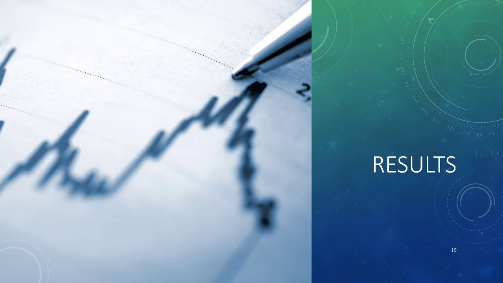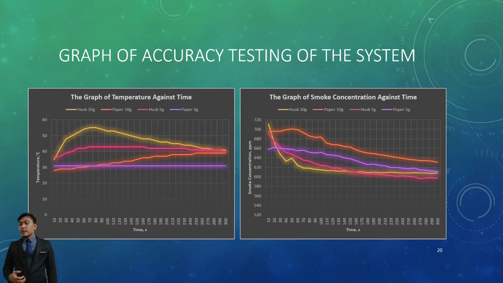Now, for the result. The result of this project is represented by this graph of accuracy testing of the system. The first graph shows the temperature reading of the 4 samples of combustion over 5 minutes with every 10-second interval of time. The second graph shows the smoke concentration of 4 samples of combustion over 5 minutes at 10-second intervals.